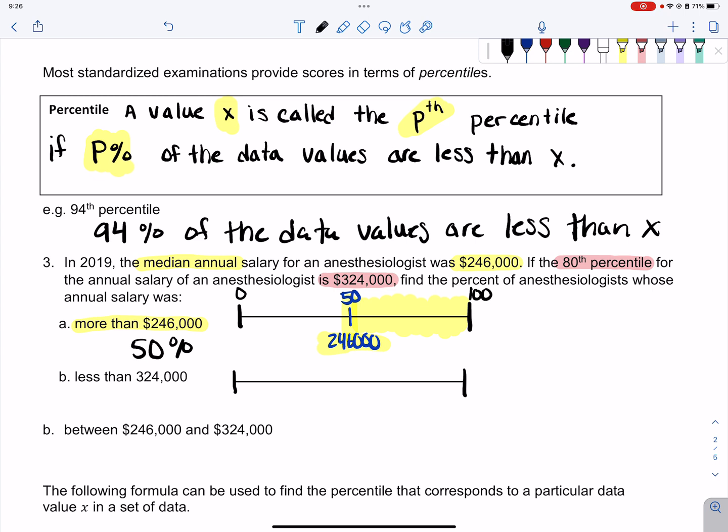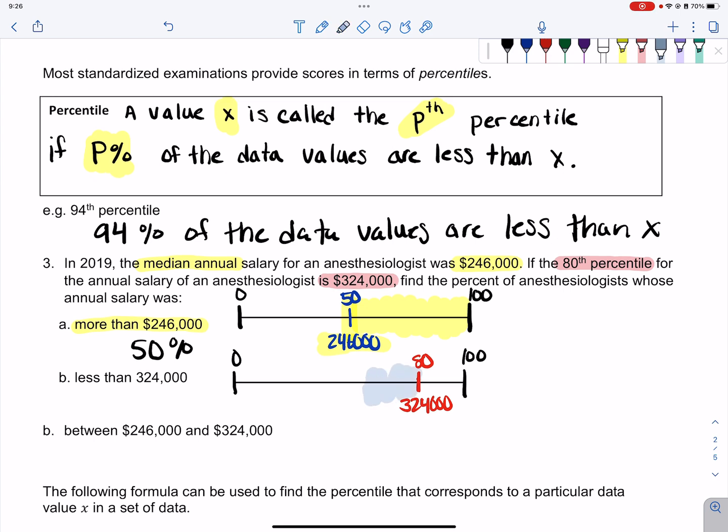The next one, we have what percent make less than 324,000? Well, 324,000 is my 80th percentile. So let's draw this on our picture here. Our 80th percentile is the 324,000. And now we want to know what percent make less than that. So from 0 to 80, well, that's going to be 80%.